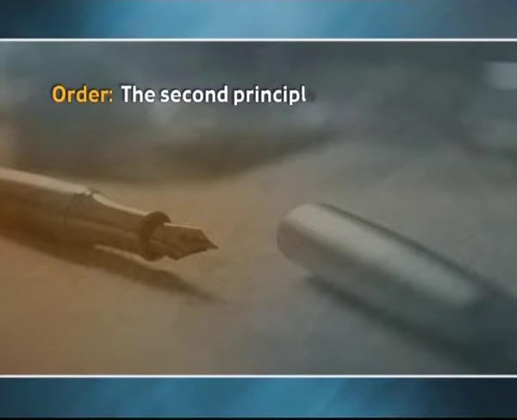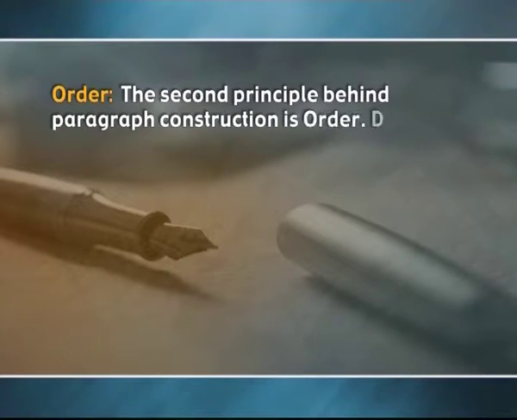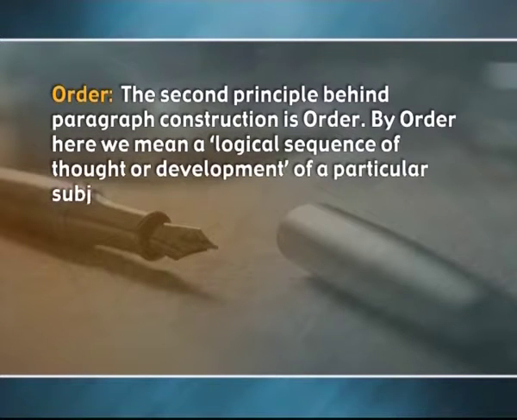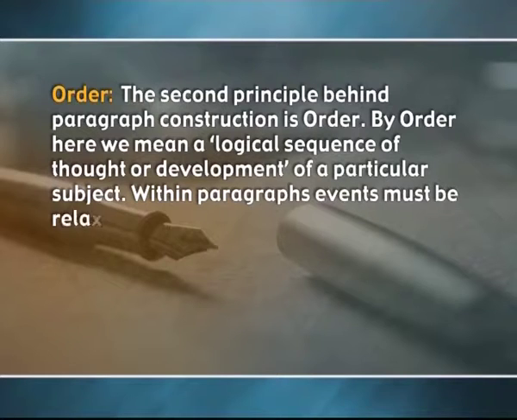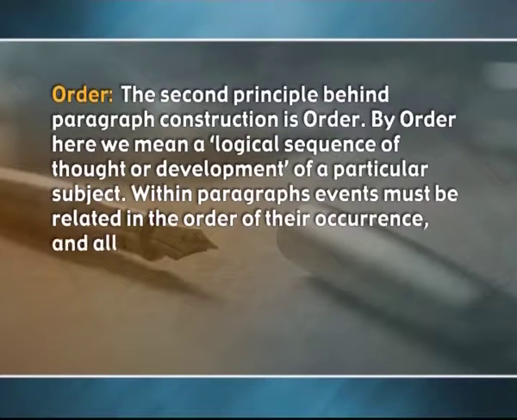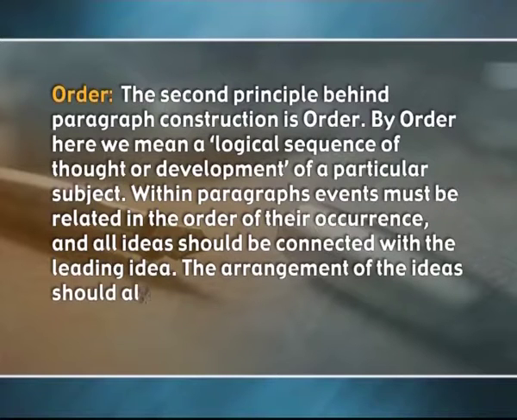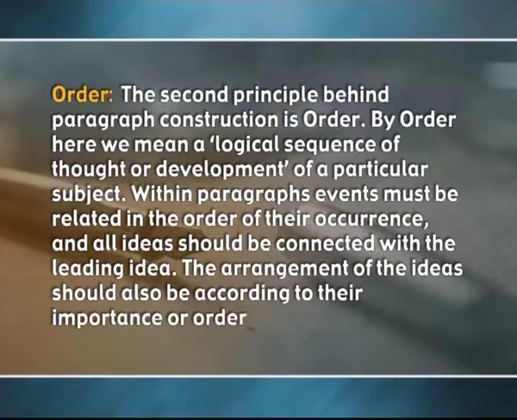Order. The second principle behind paragraph construction is order. By order over here, we mean a logical sequence of thought or development of a particular subject. Within paragraphs, events must be related in the order of their occurrence and all ideas should be connected with the leading idea. The arrangement of the ideas should also be according to their importance or order.